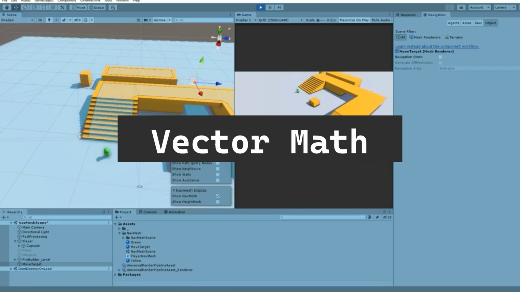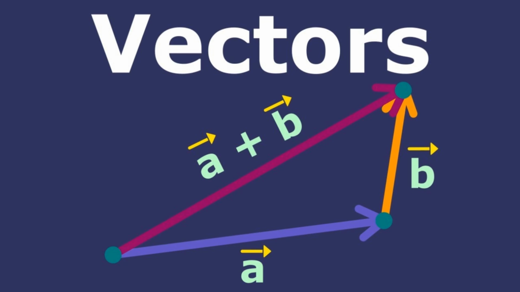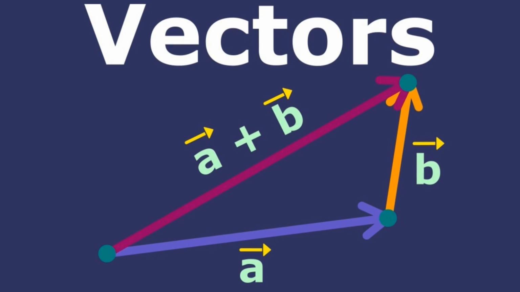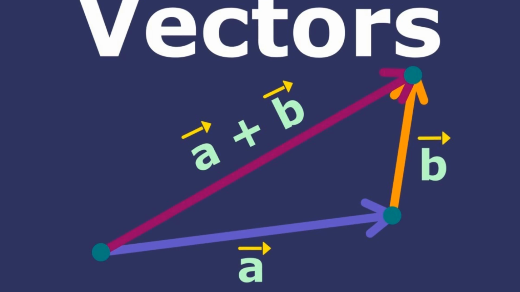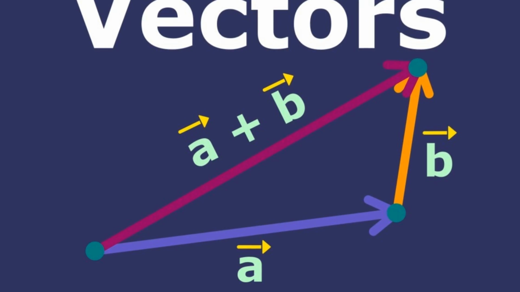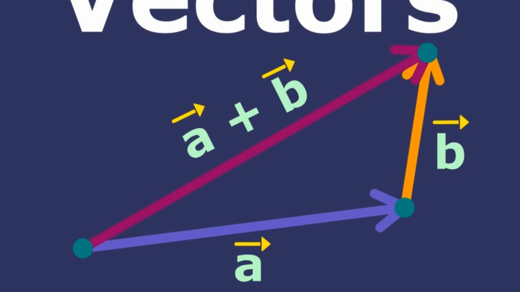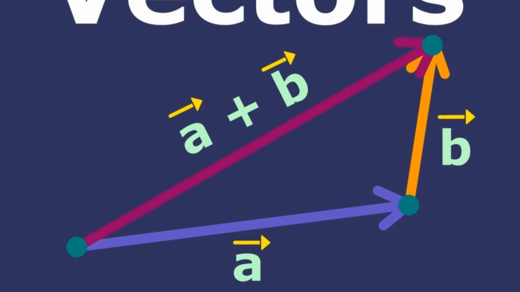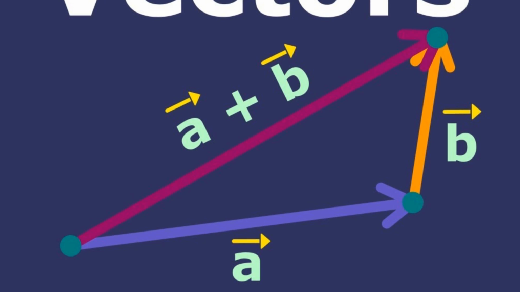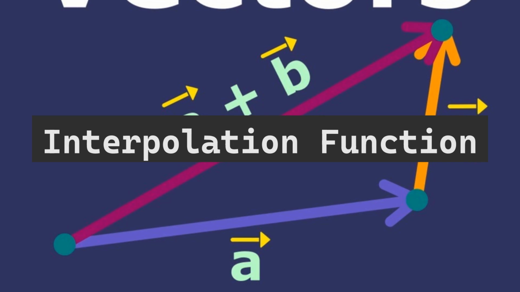Vector math. Vector math involves mathematical operations performed on vectors, which are quantities with both magnitude and direction. In game development, vector math is used extensively for tasks like character movement, physics simulations, and graphics transformations. It plays a fundamental role in representing and manipulating spatial information.